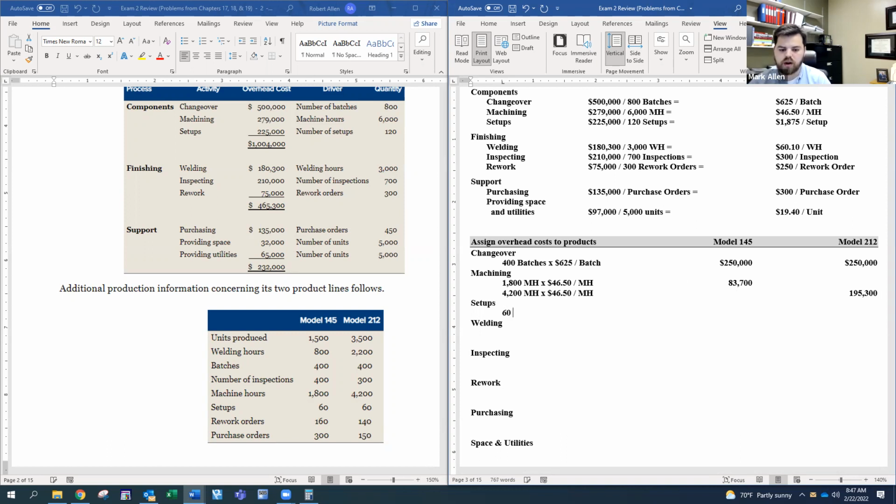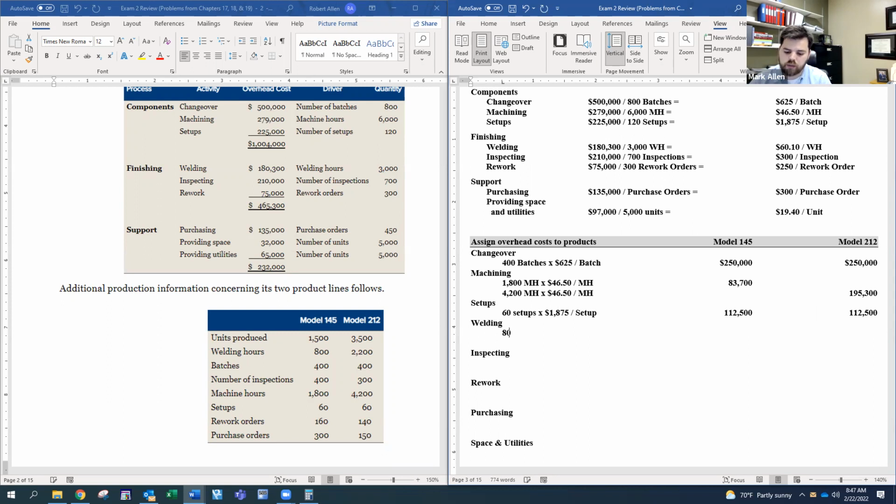For setups, we'll grab our 60 setups because in each case, they both used 60 setups. And you'll see that if you look back over at the lower table on the left-hand side. And of course, our setups are allocated at $1,875 per setup. So for model 145, that is $112,500. And for model 212, that is also $112,500. So we'll go ahead, pop that in, and we'll continue down to welding.